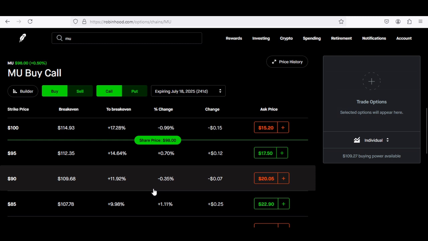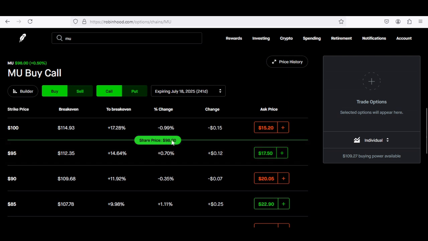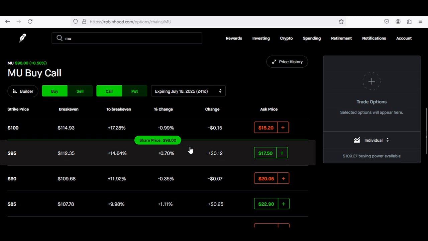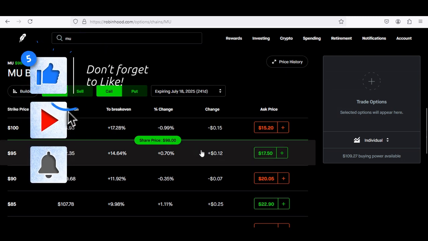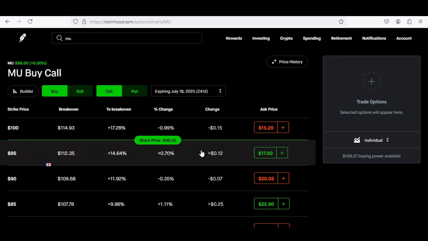Now, just for clarification purposes, the $95 strike is what's going to be known as at the money because it's the closest strike price to the share price of $98 per share. Now, if you were to acquire 100 shares of Micron right now, it would cost you $98 per share, as you can see here. So that is actually going to cost you $9,800 to acquire and control 100 shares. With the LEAPS option trading, I'm going to show you how to leverage a lot less buying power in order for you to control the same 100 shares.